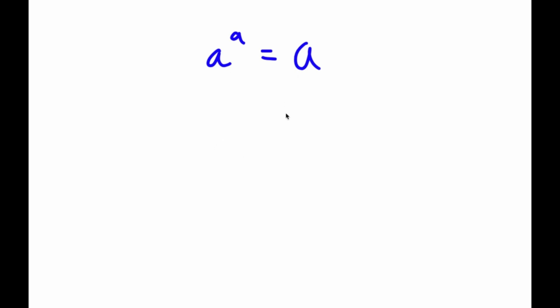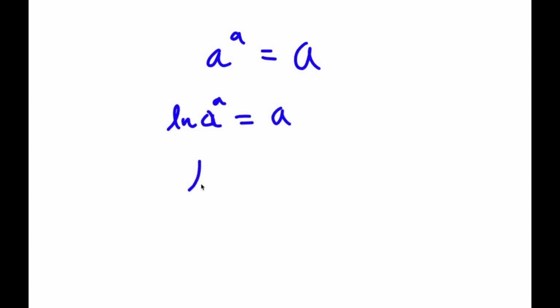Alright, so in this problem, I have a to the power of a is equal to a. To solve this, the first thing I'm going to do is take the ln on both sides. So now I have ln of a to the power of a is equal to ln a.